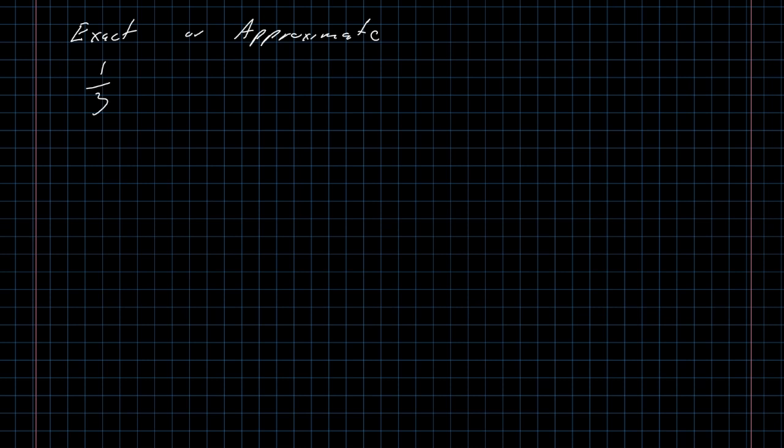One-third is an exact value. 0.3 is an approximation of 1/3. 0.33 is a better approximation. 0.333 is a better approximation still. But in all of these cases, I had to round at some point. Likewise, the symbol pi is an exact value. 3.14 is an approximation of pi. 3.14159 is a better approximation. 3.14159265 is an even better approximation.